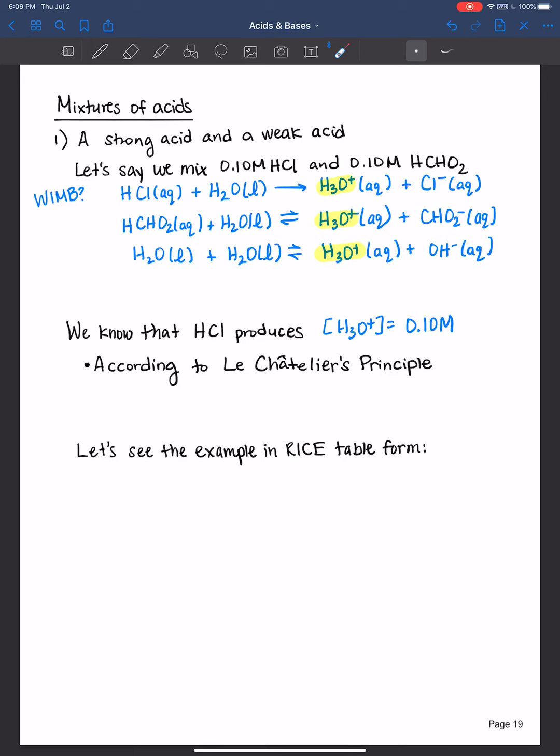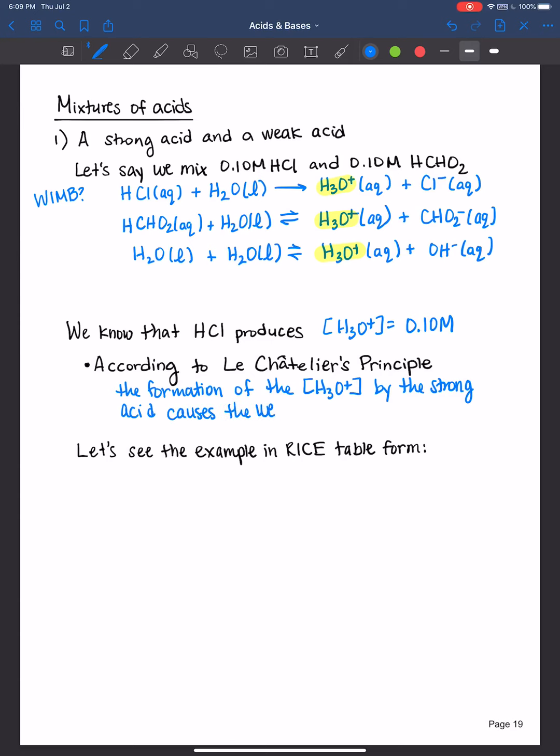And according to Le Chatelier's principle, the formation of the hydronium ions by the strong acid causes the weak acid and water to dissociate less.